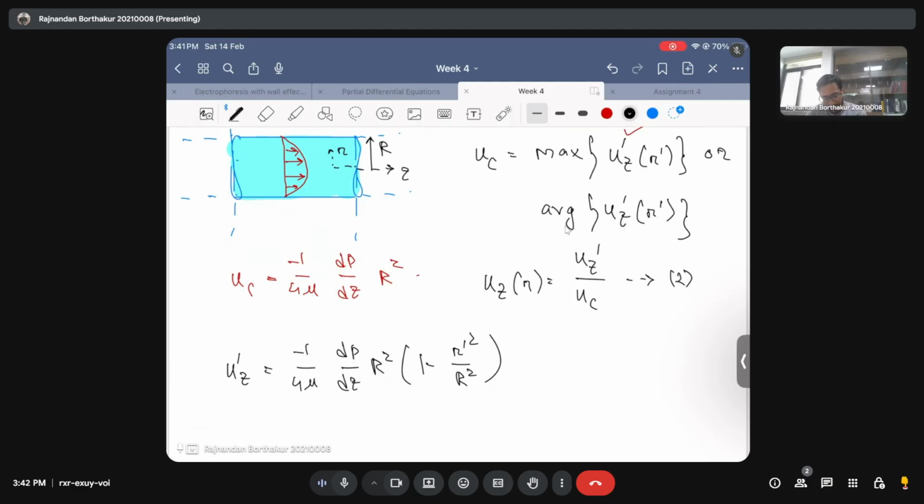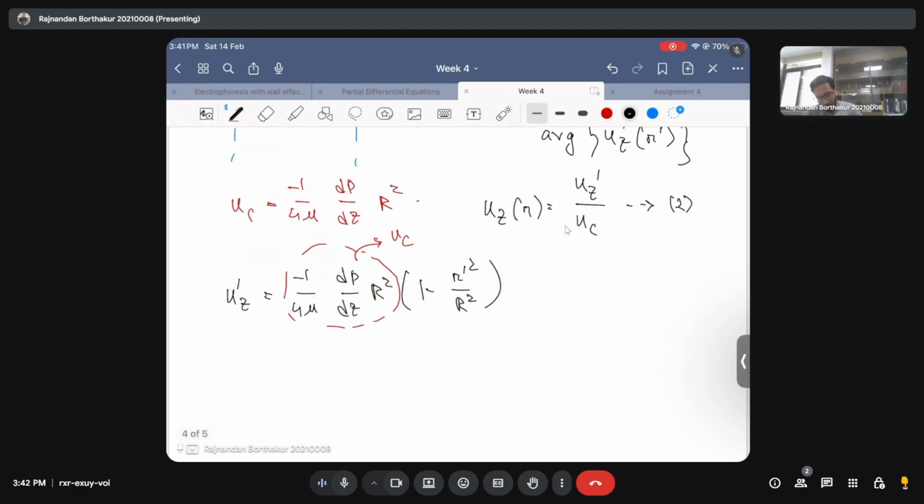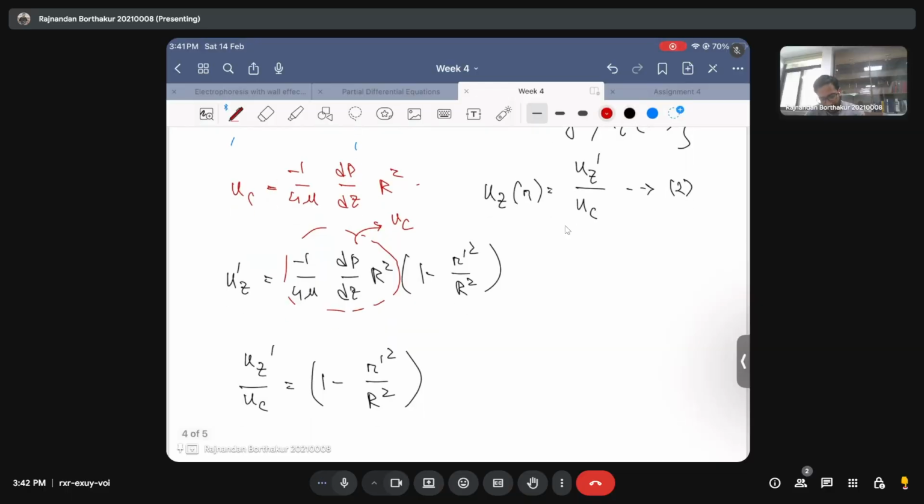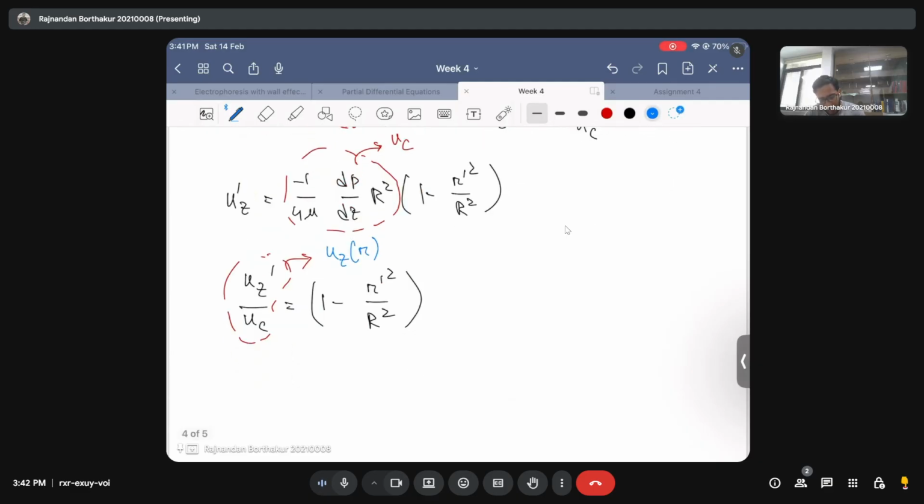And then I say that this is going to be my characteristic velocity, because I have chosen my characteristic velocity as the maximum velocity precisely. So this is going to be my uc, and then I can write this as uz prime by uc is equal to 1 minus r prime squared by R squared. Now you can very nicely see that this quantity uz prime by uc is a non-dimensional quantity, because the dimensions of uc and uz prime are the same, which means I can write this as some uz of r, because I can also equivalently define a non-dimensional length scale, which is going to be r, equal to r dash by capital R.